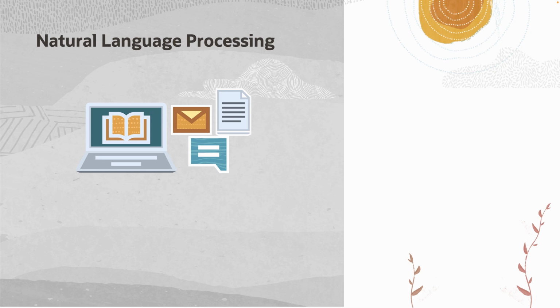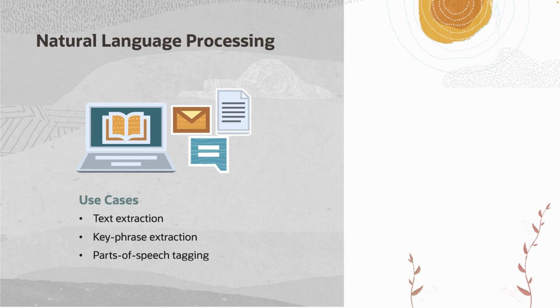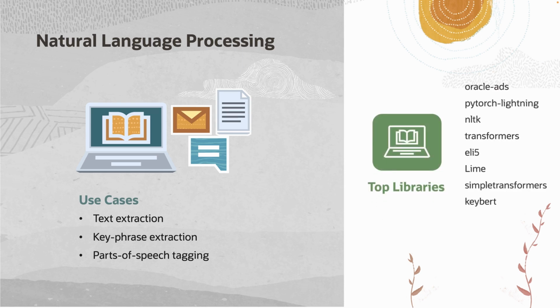Natural language processing Conda environment is designed for users interested in working with text data sets and performing natural language processing tasks. Such tasks would be text extraction, key phrase extraction, parts of speech tagging. The environment contains curated lists of libraries and frameworks common for natural language processing workloads. These libraries include NLTK, Hugging Face, transformers libraries, various wrappers around BERT such as KeyBERT, and natural language processing and deep learning accelerating frameworks such as PyTorch Lightning and Simple Transformers.